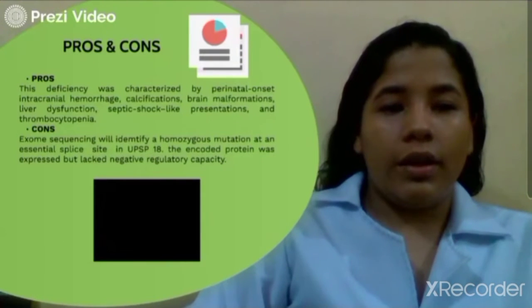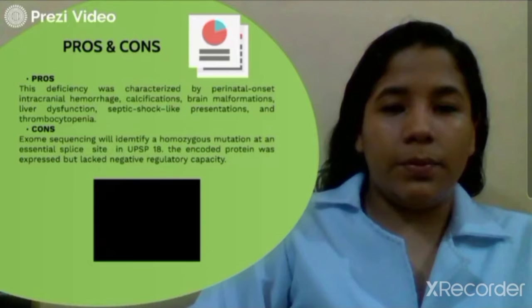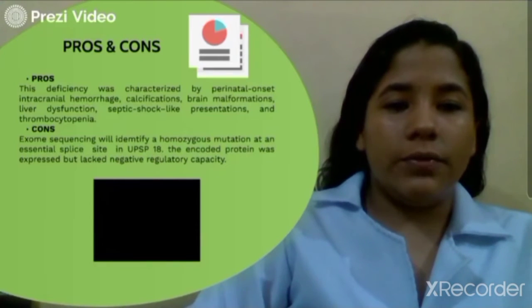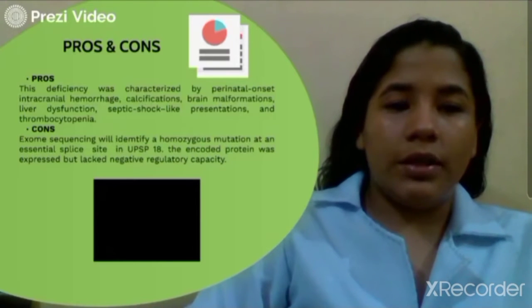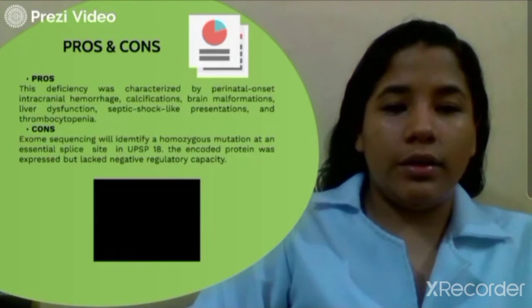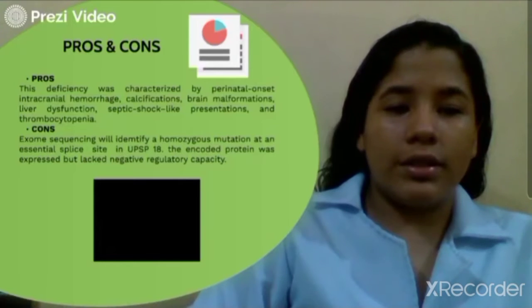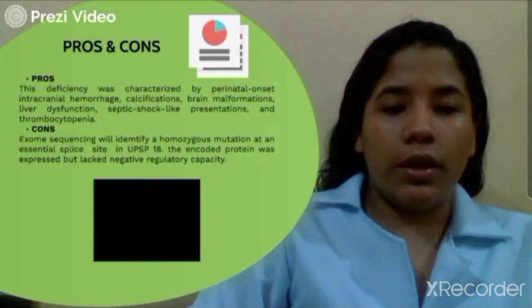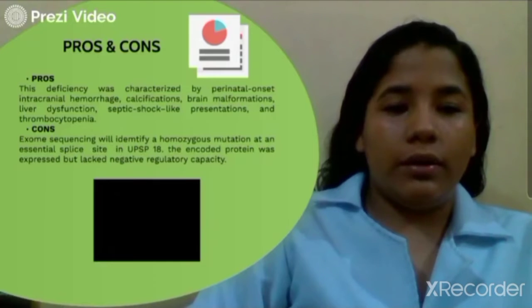Pros and cons. Pros: the deficiency was characterized by perinatal onset, intracranial hemorrhage, calcification, brain malformation, liver dysfunction, sepsis-like presentation and thrombocytopenia. Cons: exome sequencing identified a homozygous mutation in an essential splice site of USP18, and the encoded protein was explained as having a negative regulatory capacity.